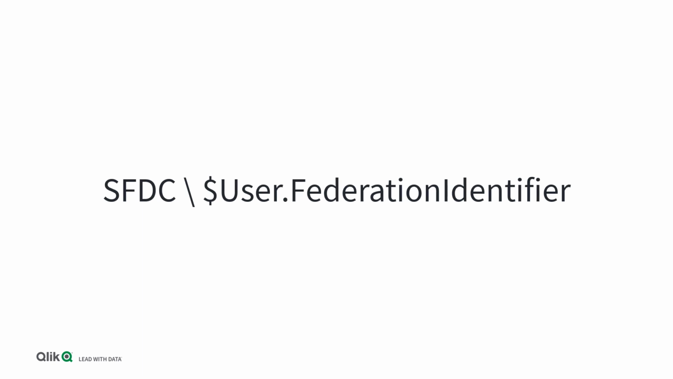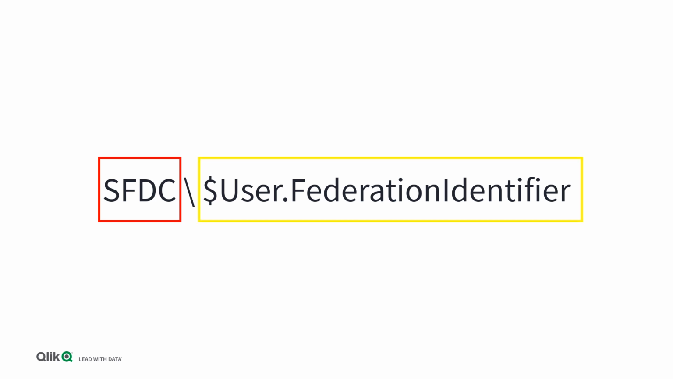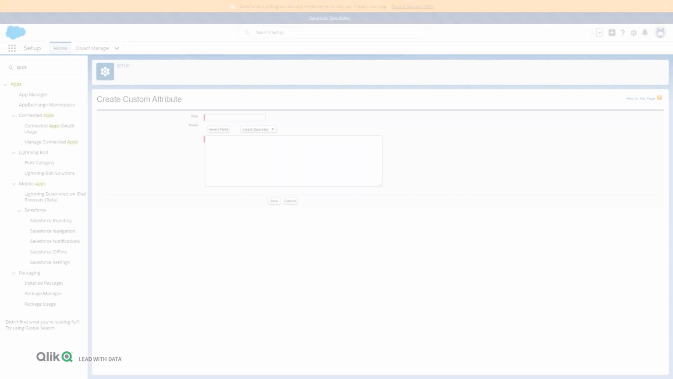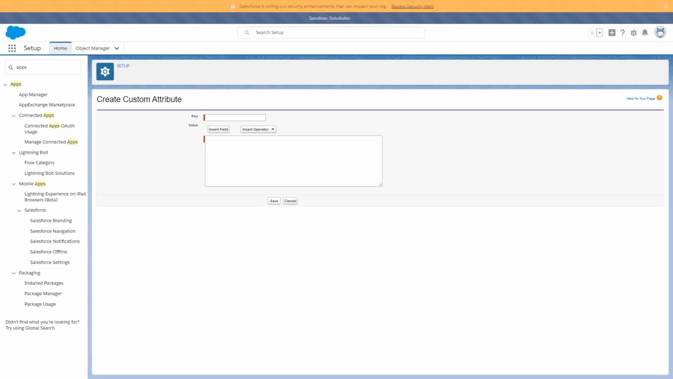In this video, our Qlik Cloud Services environment is going to be using the string SFDC as the realm and/or user directory, and the custom user attribute of Federation Identifier. You should use the user attribute that best aligns with your systems. Now we can begin to add our custom attributes.